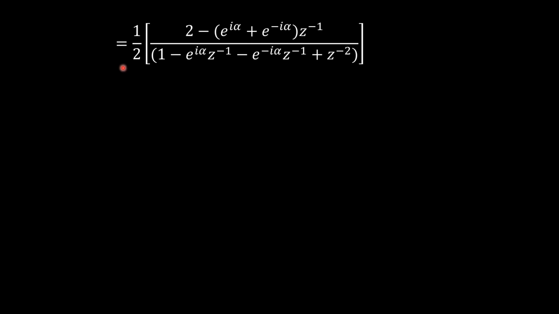So in the further simplification we will be getting an expression which is 1 by 2 into 2 minus e raised to i alpha plus e raised to minus i alpha into z inverse divided by 1 minus e raised to i alpha into z inverse minus e raised to minus i alpha z inverse plus z raised to minus 2, which is true for mod z greater than 1 for both the terms. Now, using Euler's formula, we are going to replace this e raised to i alpha plus e raised to minus i alpha both in numerator as well as in denominator by 2 cos alpha.